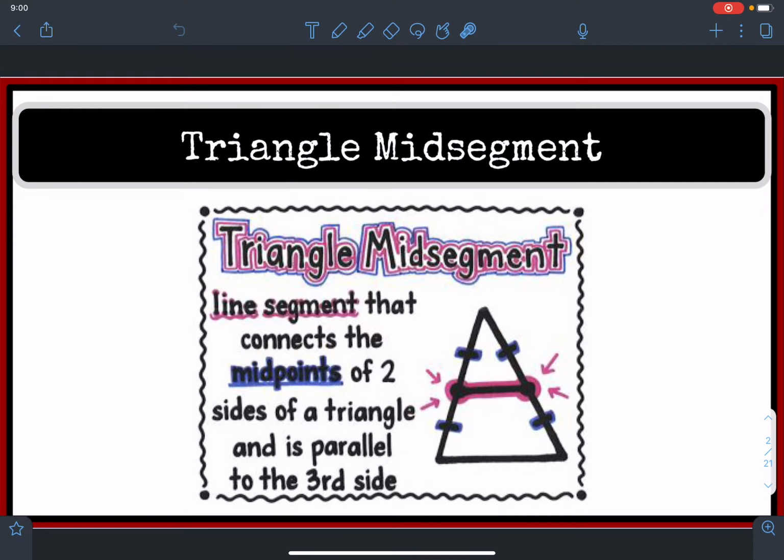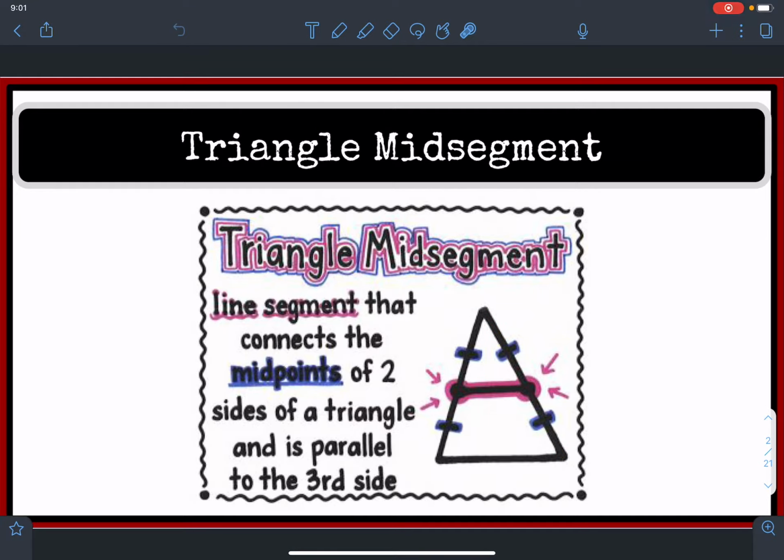A midsegment is a line segment that connects the midpoints of two sides of a triangle and is parallel to the third side. Basically, if I find the midpoint on the left side of the triangle, and I find the midpoint on the right side of the triangle and connect them together, this right here is called the midsegment.